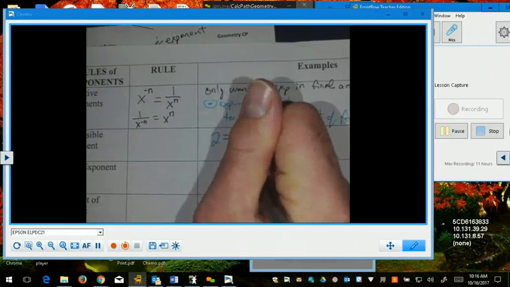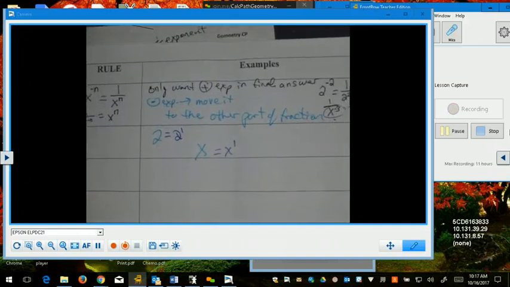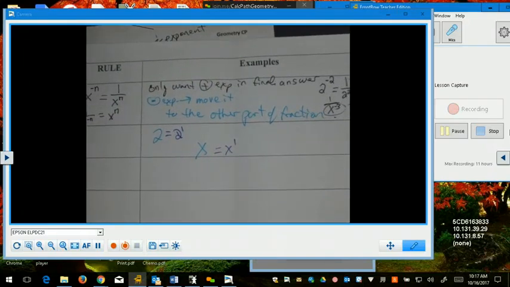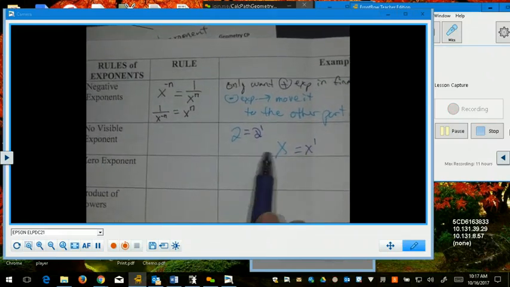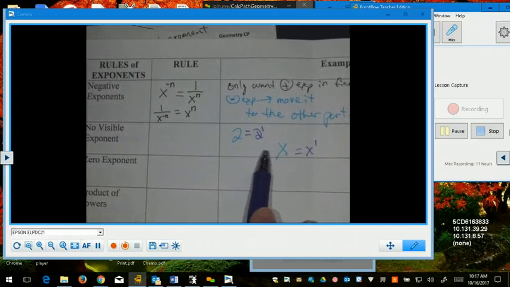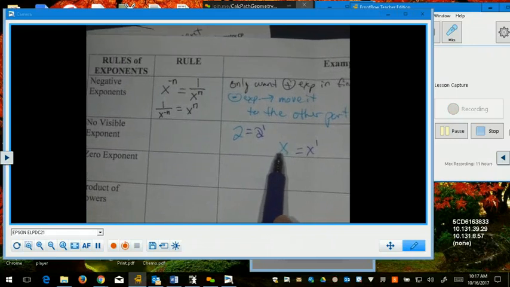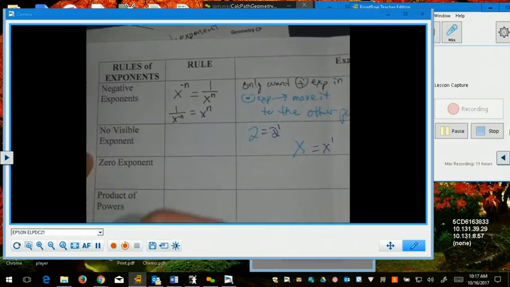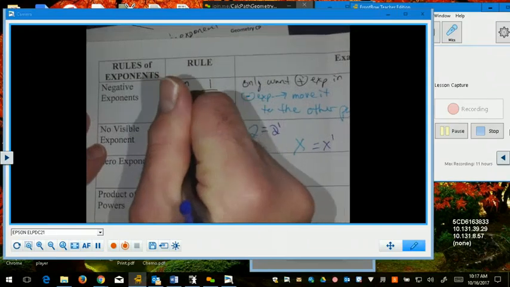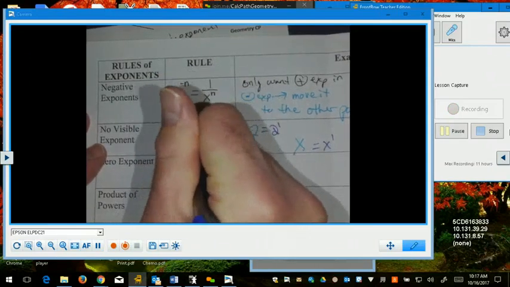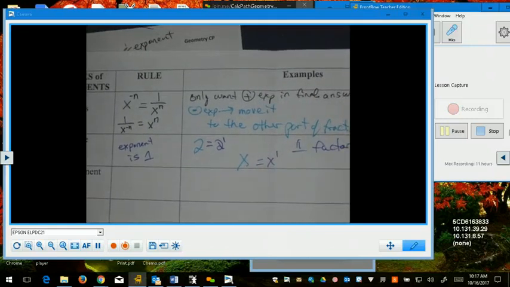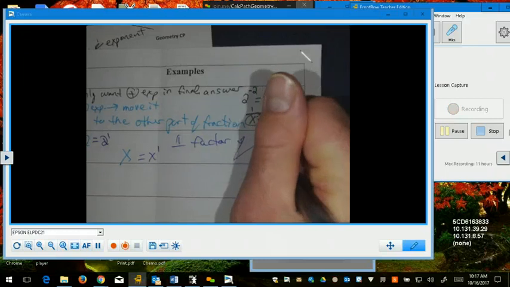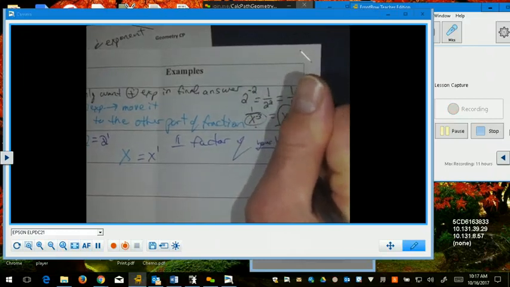It's kind of like multiplication. We don't put a 1. We know that 2 times 3 can also be multiplied by 1 and still be 6. There's always a hidden 1 in multiplication. Just like this x. We don't have the 1 written there, but there's only one x here. It doesn't have a coefficient because we all know it's 1. No visible exponent means that the exponent is 1. There is one factor of whatever your base is. One factor of the base.